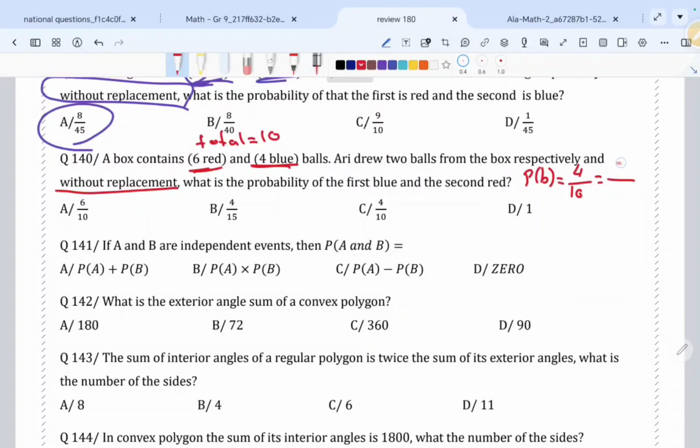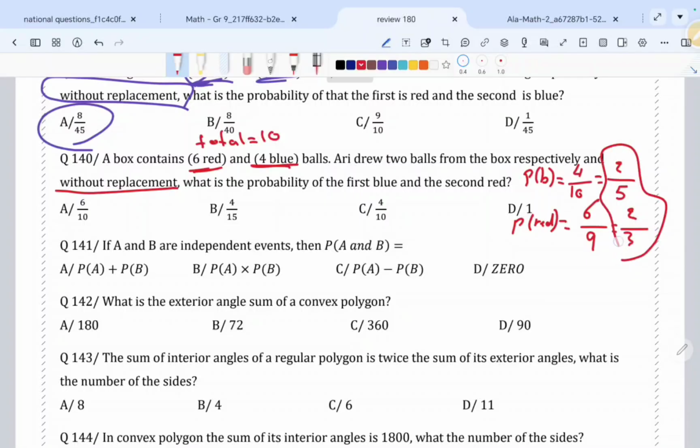Divided by 2, it will be 2 out of 5. Then the probability of red. How many reds do you have? 6. 6 out of what? We took one, and without replacement, the total will be 9. In simplest form, divided by 3, it will be 2 out of 3.